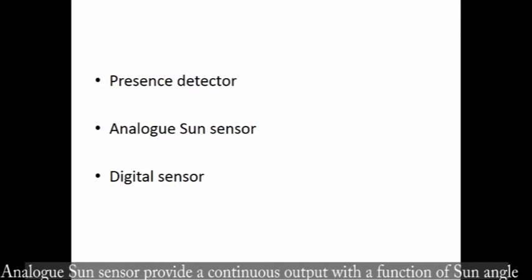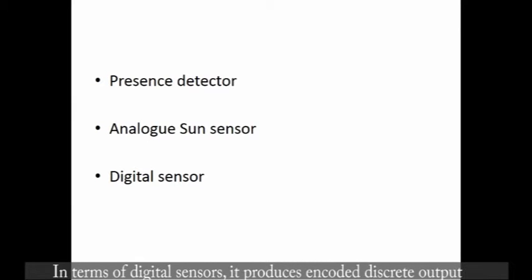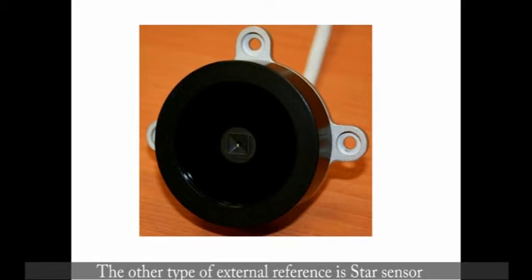Analog sun sensor provides a continuous output as a function of sun angle. In other words, it depends on the angle at which the light from the sun hits the photocell in the instrument. In terms of digital sensors, they produce an encoded discrete output that is measured by sun angle function. The other type of external reference is star sensor.